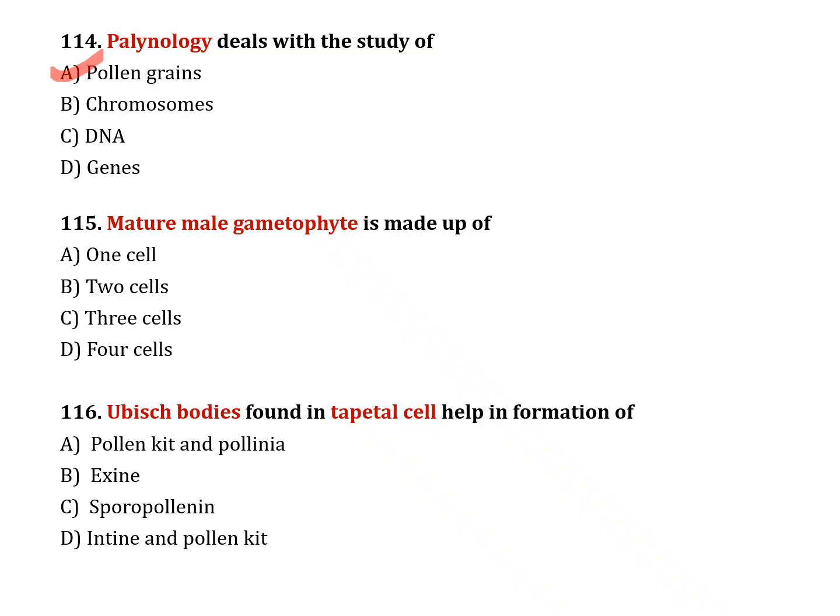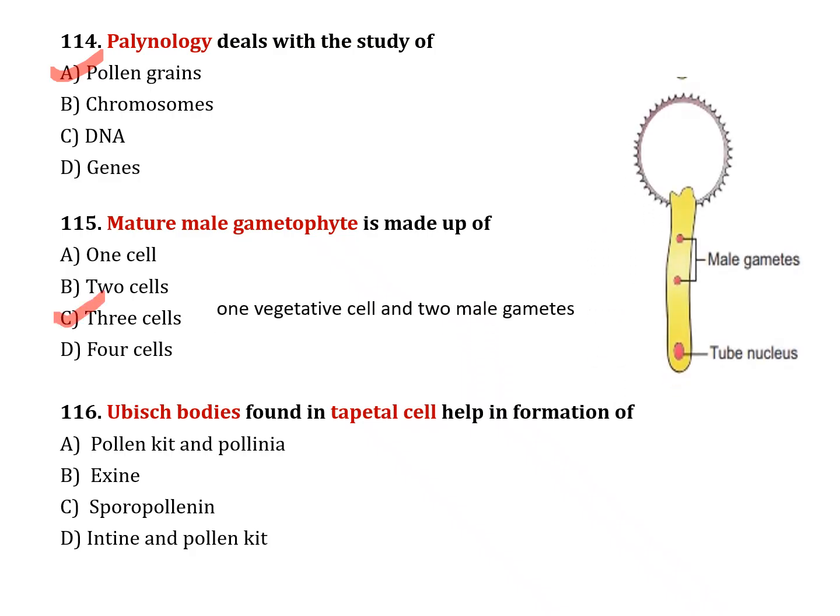The next question, number 115. Mature male gametophyte is made up of option A, 1 cell. Option B, 2 cells. Option C, 3 cells. Option D, 4 cells. Correct answer is option C, 3 cells. That is 1 vegetative cell and 2 male gametes. These are the 2 male gametes and 1 tube nucleus.